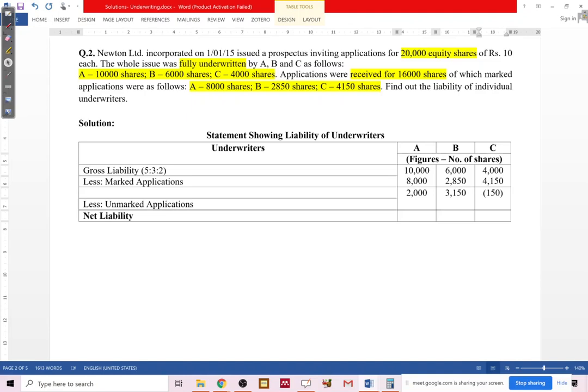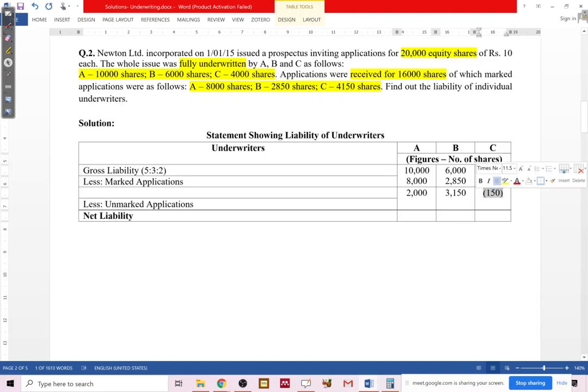While selling the applications, he managed to sell 4,150. He sold a little extra than what he had promised, and there is no doubt about it. There is nothing wrong, there is no such restriction that you have to only sell the amount of applications as per your gross liability. Okay? So he sold extra, which means that this 150 is his surplus.